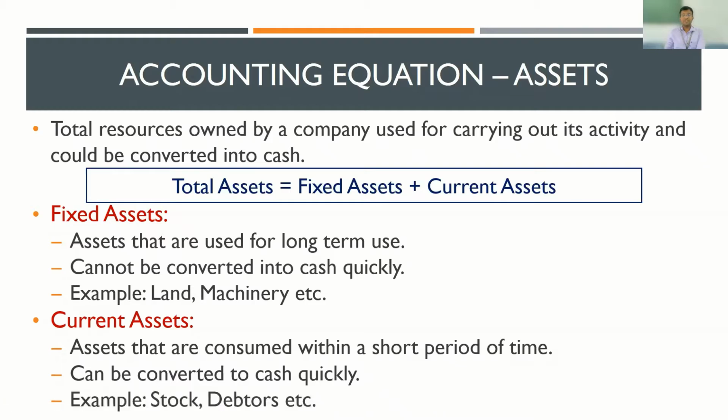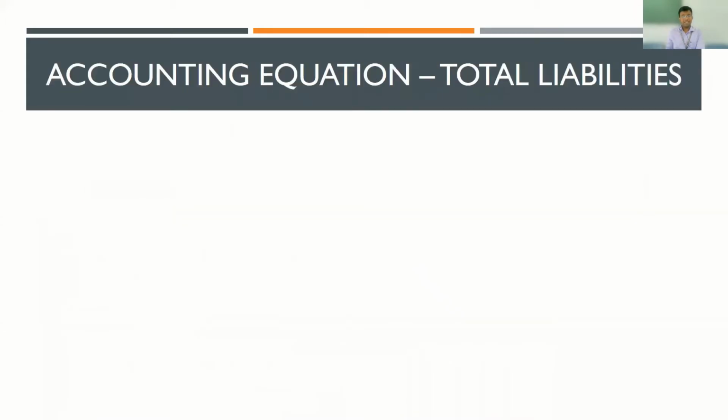Some of the examples of current assets that we can see in a business are stock, debtors, etc. So please remember, assets are resources. These assets can be broadly classified into two: current assets and fixed assets. Fixed assets, long period of time, and they cannot be converted to cash immediately. Current assets, you will be using them in a short period of time. You can convert them into cash immediately. That's about the assets. The next topic that we will be discussing is total liabilities.